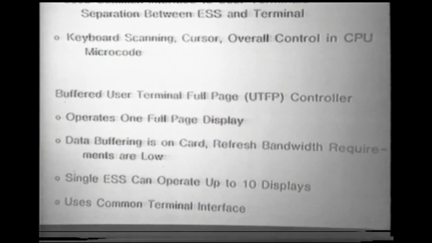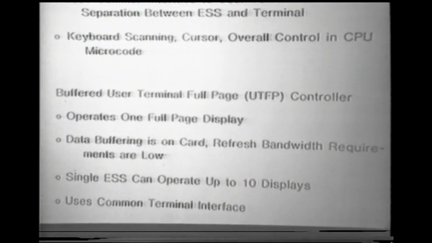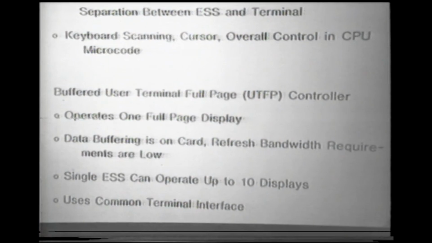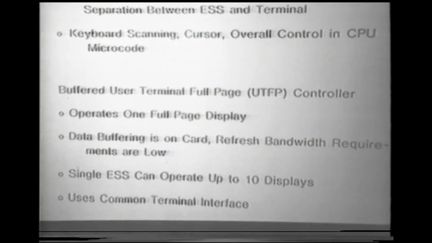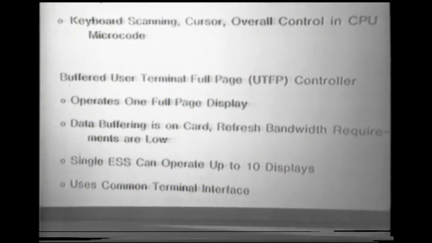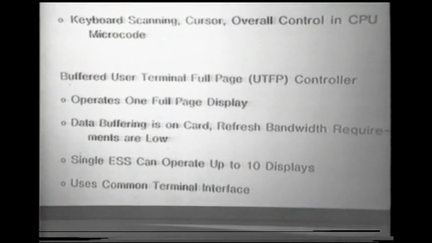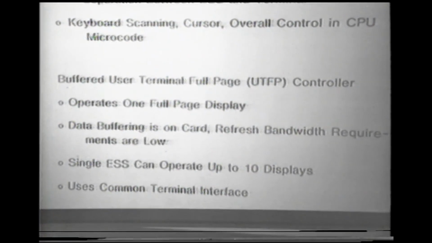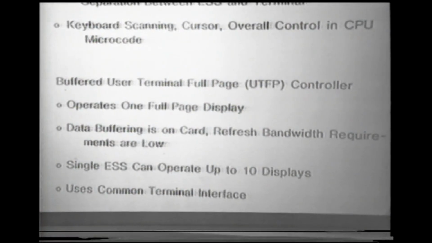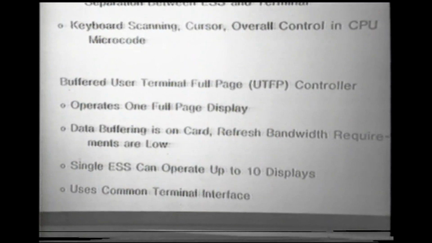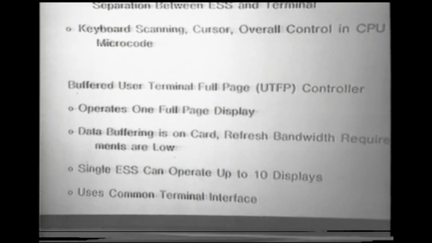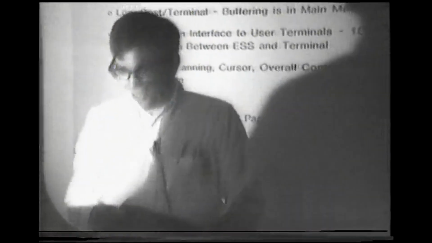The buffered user terminal full page controller runs exactly 1 full page display and nothing else, 50 megabit version. It has 1 million bits of memory on the card, which is the raster. So it draws no refresh bandwidth from the main memory. And the single ESS can operate up to, well, your choice. Since it takes no bandwidth when it's running, the number 10, I guess, is limited by the number of available slots in the backplane, not by the bandwidth. And again, it uses the common terminal interface, so when you get wise, you can replace it with something else.